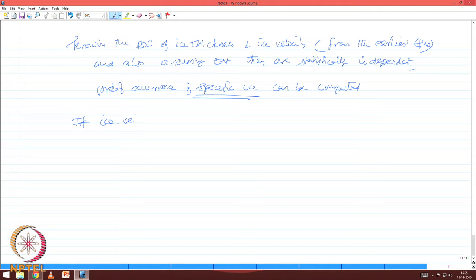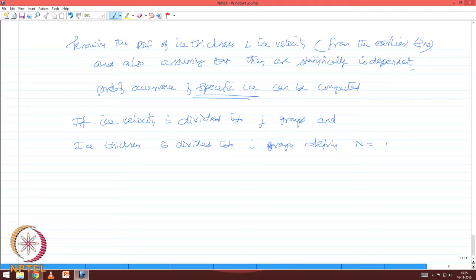If ice velocity is divided into j groups and ice thickness is divided into I groups, defining n, which is actually I cross j, various environmental parameters of I cross j will result in different ice cases.